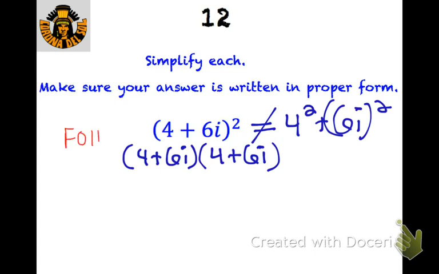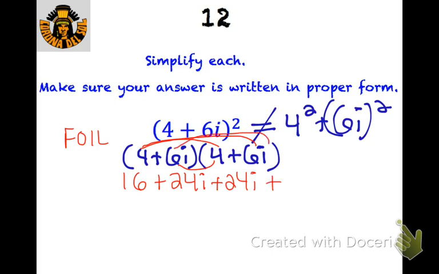So we're going to go first times first. So 4 times 4, so 16. Then we're going to do the outside, so we're going to do 4 times 6i, so that would be 24i. Then we're going to do the inside, and that would be also 24i. And then we're going to do the last times the last, so that would be 36i squared.